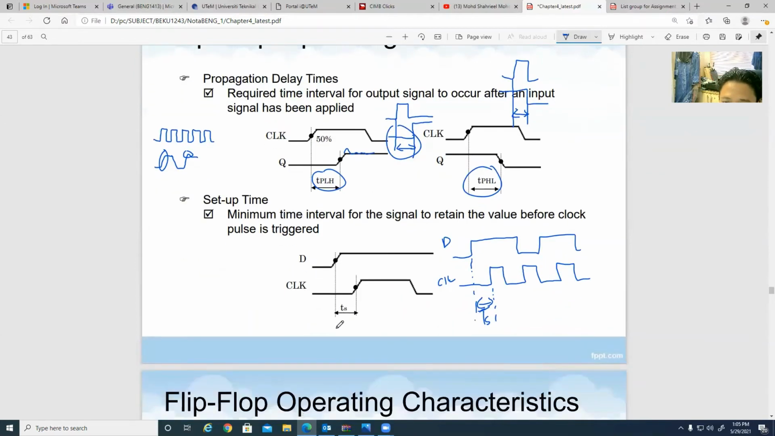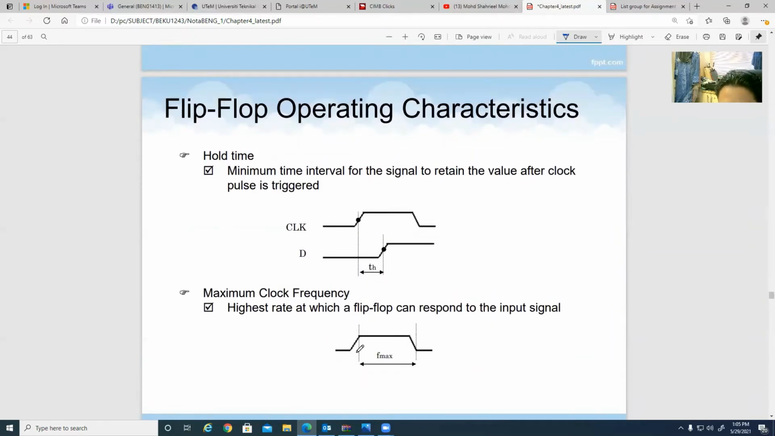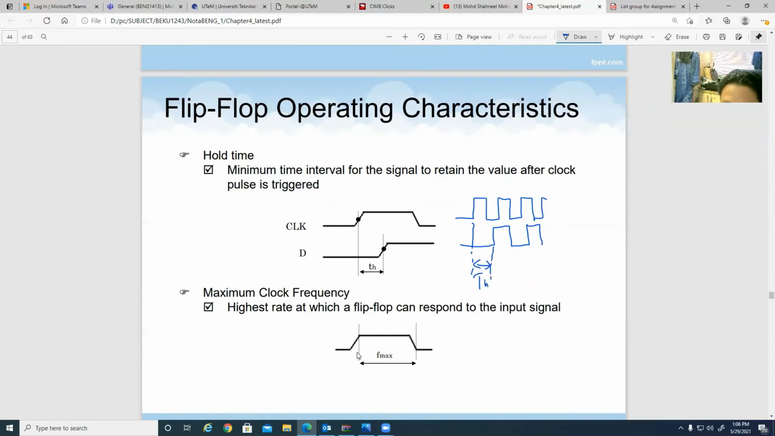Next, we call the hold time. Hold time is the minimum time interval for the signal to retain the value after the clock pulse is triggered. Here we show the ideal case. This is our clock, and this is our D, for example. From this one to this one, we call the holding time, TH.